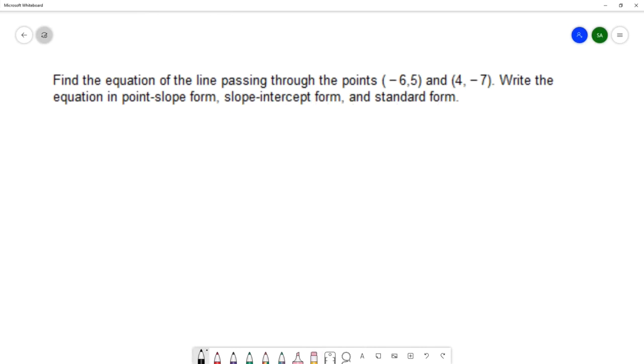So we're given 2 points that are on a line, and we have a formula for the slope of that line, which is y2 minus y1 over x2 minus x1. So this will give us the slope. We just need to choose one of the points to be x1, y1, and choose one of the points to be x2, y2. And it doesn't matter which one is which. And then you'll substitute into the slope formula.